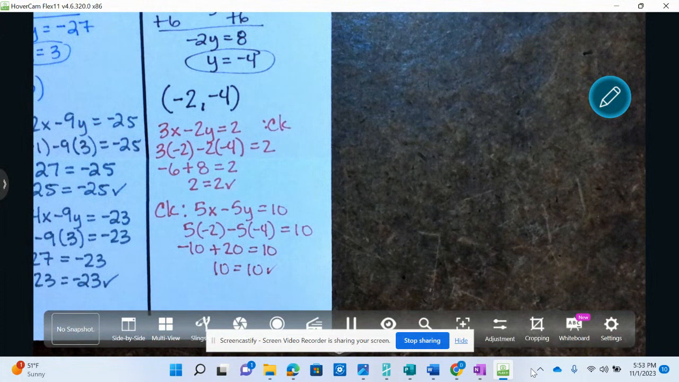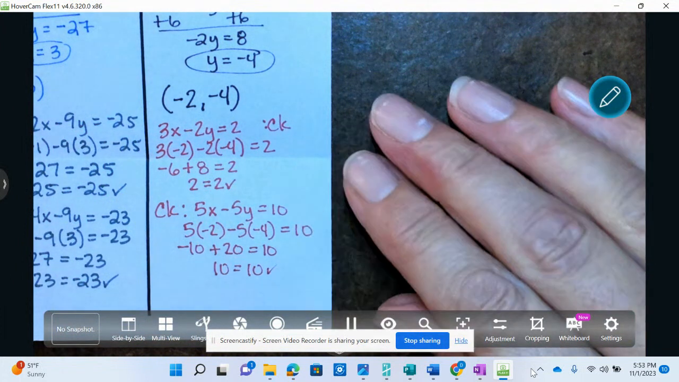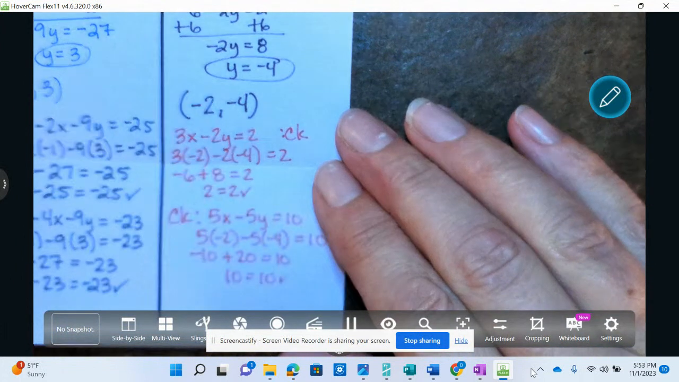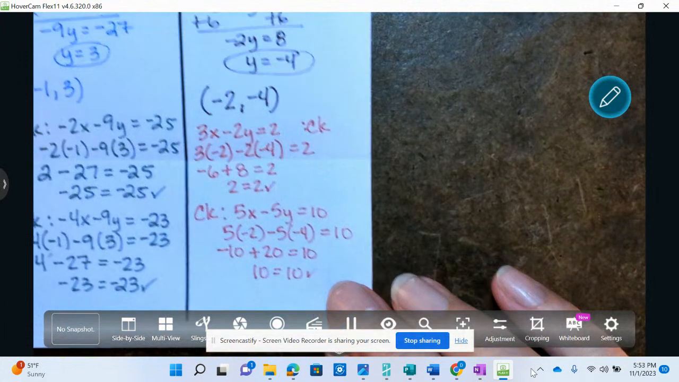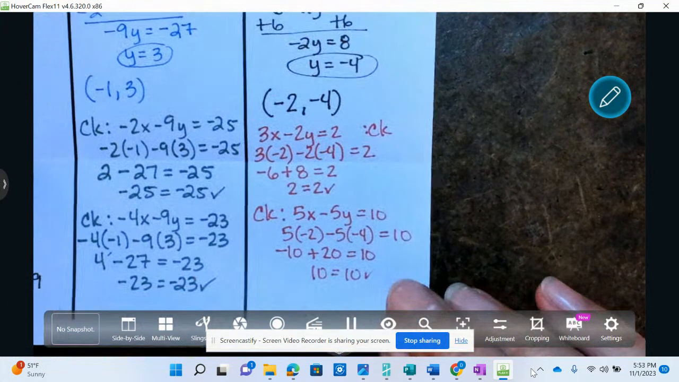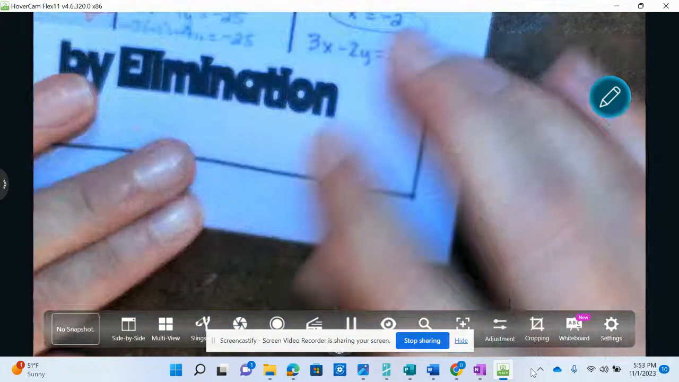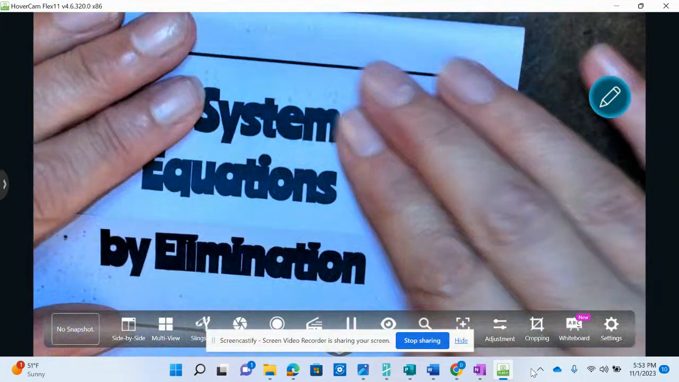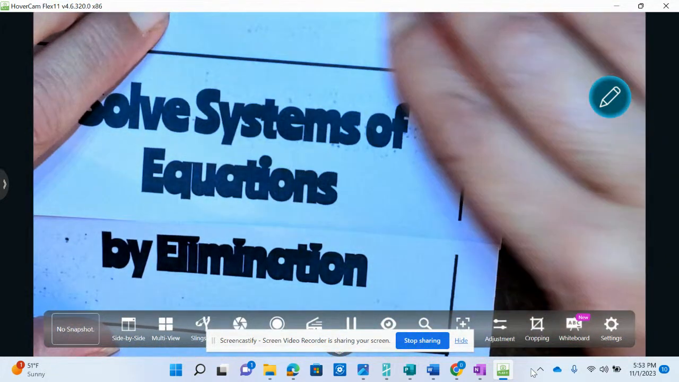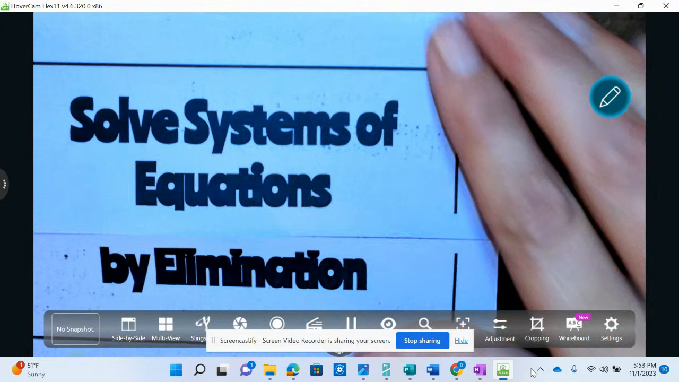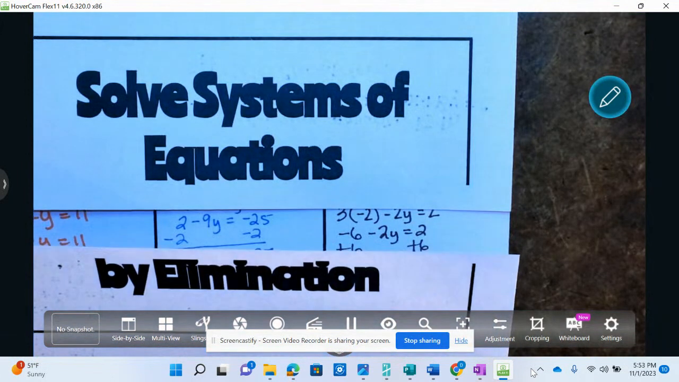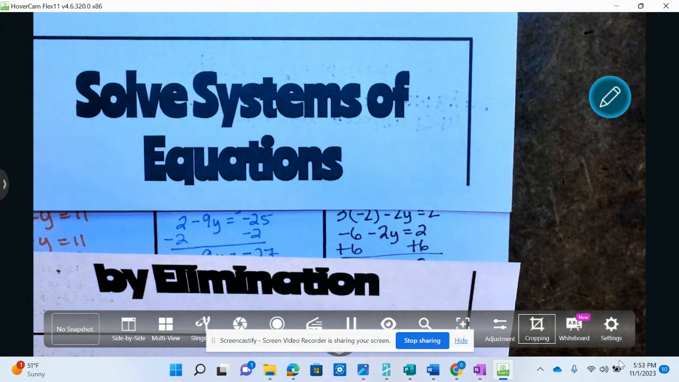Whew. Okay. So this is your solving systems of equations by elimination journal 4.3. And you're going to glue this into your journal. And again, glue it into your journal right now. Don't stuff it into your backpack so you're looking for it in 3 days. Alrighty, that's it. Thank you.